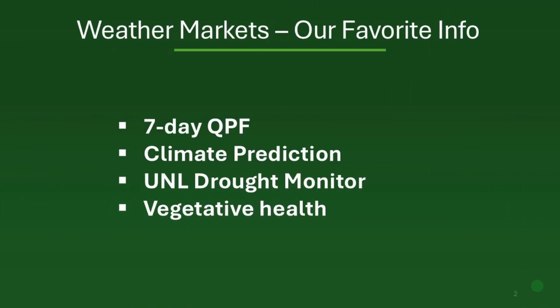So there's really four weather sources that we typically use. We like to use that 7-day QPF map that typically shows precipitation chances and accumulated precipitation. We like looking at that climate prediction map. The UNL drought monitor obviously is pretty key. And then finally, we take a look at vegetative health. We use that a lot more for South America when we're looking at Brazil and Argentina.